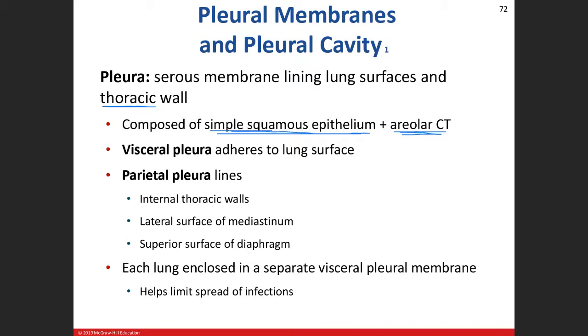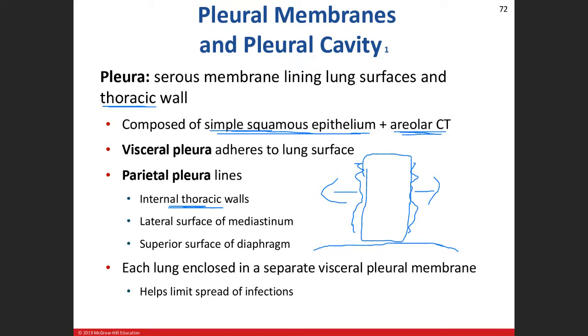So what is the cavity? The inside of the thoracic walls. Remember, here's the mediastinum. On either side of the mediastinum sit the lungs. So the lateral portion of the mediastinum is lined by the parietal pleura. And then obviously the bottom portion, where the diaphragm is, that's going to be lined by the parietal pleura. Okay? So if you recall, there's actually a space in between the two layers. Primarily, it's a potential space. We call it that, okay? Well, I'll tell you that in a second here.